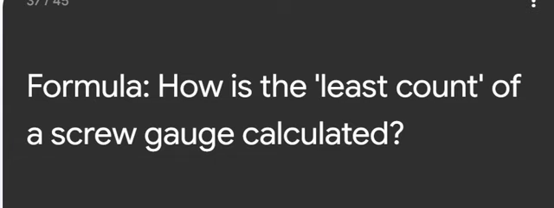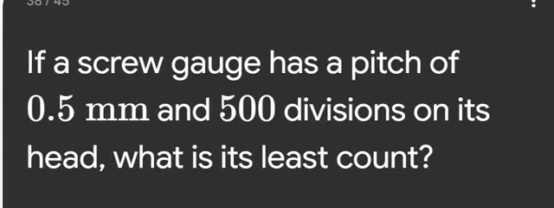How is the least count of a screw gauge calculated? 38th question is on your screen. If a screw gauge has a pitch of 0.5 millimeter and 500 divisions on its head, what is its least count? And one more question I would like to add from my part. What type of screw gauge is it? That means just name what we call such a screw gauge which has got 0.5 millimeter pitch and 500 divisions on its head.